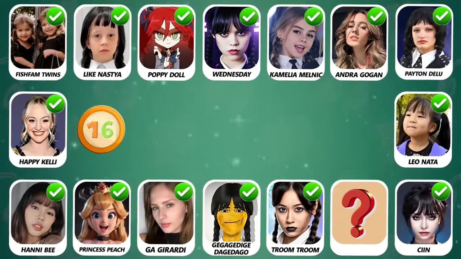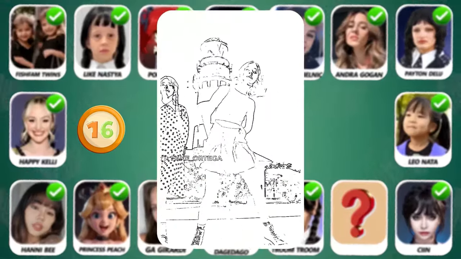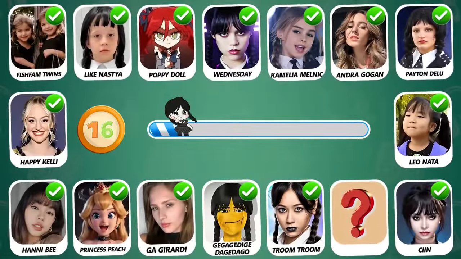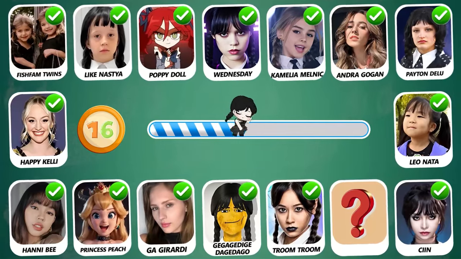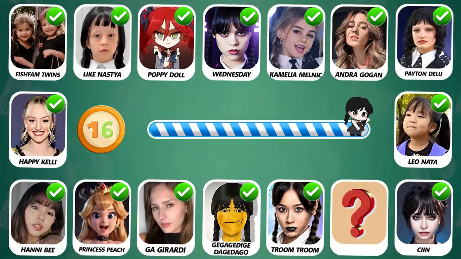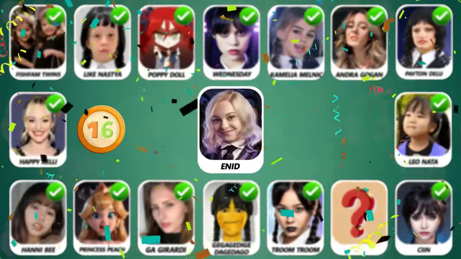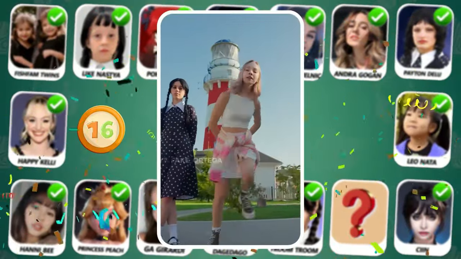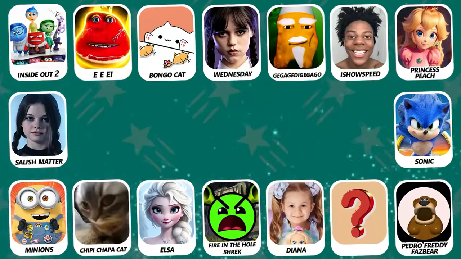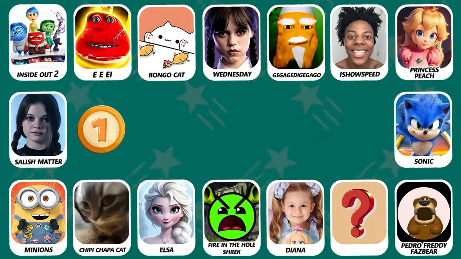Number 16. Finally, can you see who's dancing? That is Enid. Did you guess this one? Let's start the first round. Can you guess this meme?